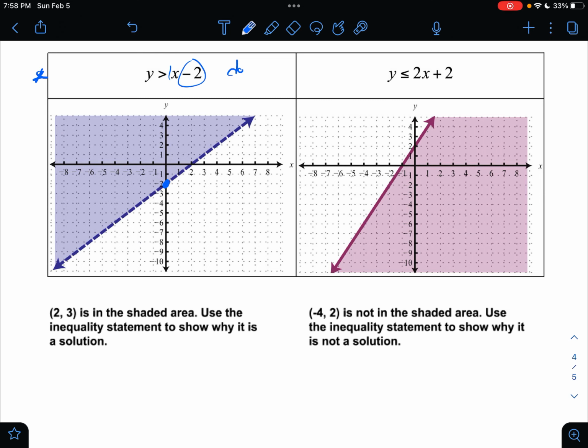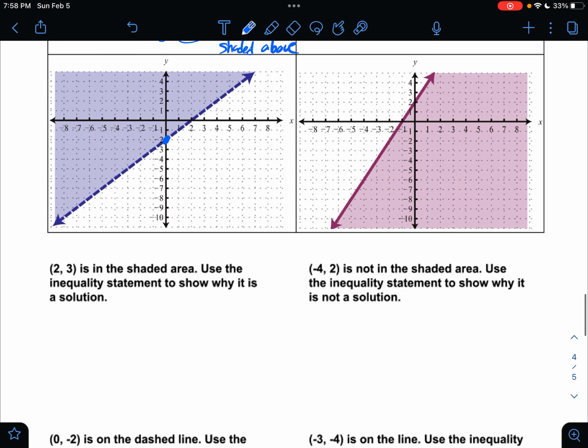It is going to be a dashed line because it's not equal to. Any points on the line would not be solutions, but the points that are above the line are solutions, and that's why it is shaded above the line. So we see that in the graph that's already done.